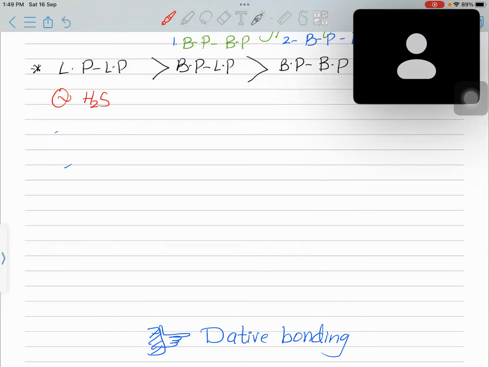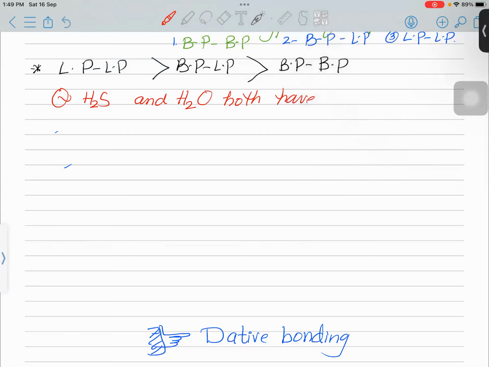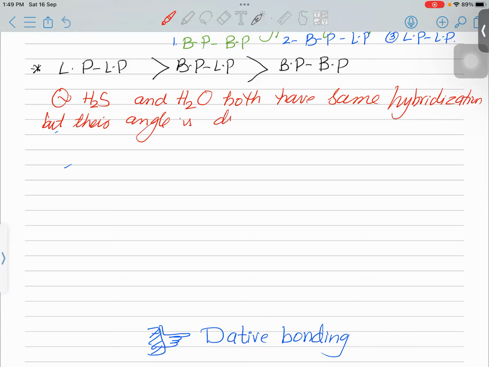H2S and H2O both have the same hybridization, but their angle and shape are different. Explain why. Give me your opinion. Try to give the answer.